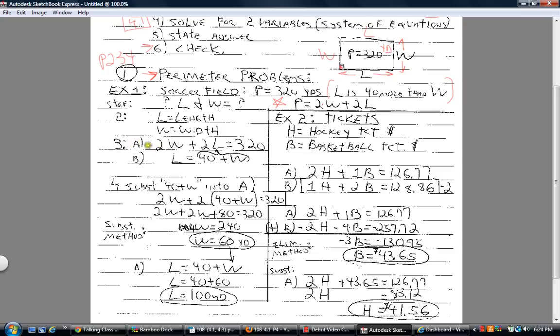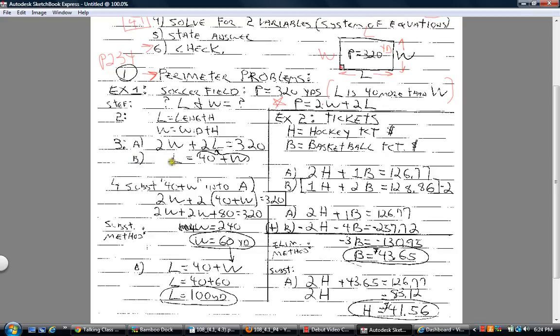Well, equation A was 2 times the width plus 2 times the length equals, do you know how many yards the perimeter is? Yes, given to you. Substitute it in. What do we know about the length? What's the relationship? The length was 40 more than the width. So 40 plus W is how you're going to represent equation B.